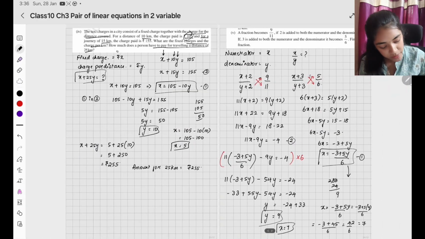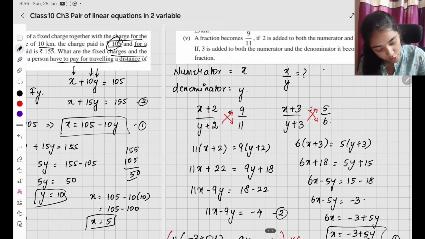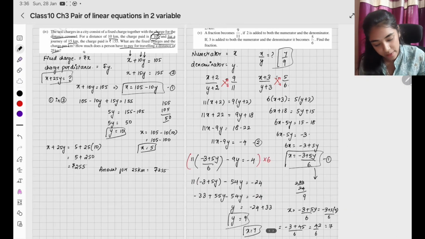So what have we found? Numerator and the denominator. So the fraction is going to be 7 divided by 9. Okay. Please copy.